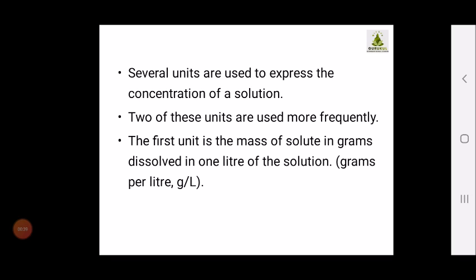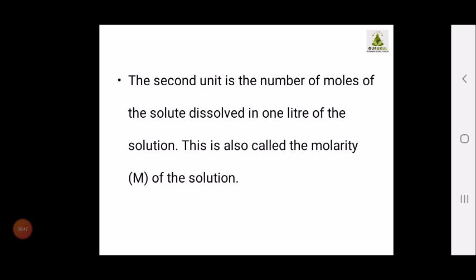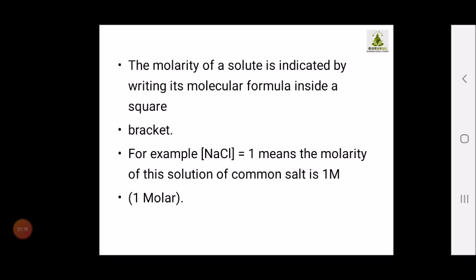So this is one of the methods in which we express the concentration of a solution. Then the next unit is the number of moles of the solute dissolved in 1 liter of the solution. This mole you have already studied in the fourth chapter, measurement of matter. The concept of moles is very clear to you now. So the second unit is the number of moles of the solute dissolved in 1 liter of the solution, and this is also called the molarity, M, of the solution.